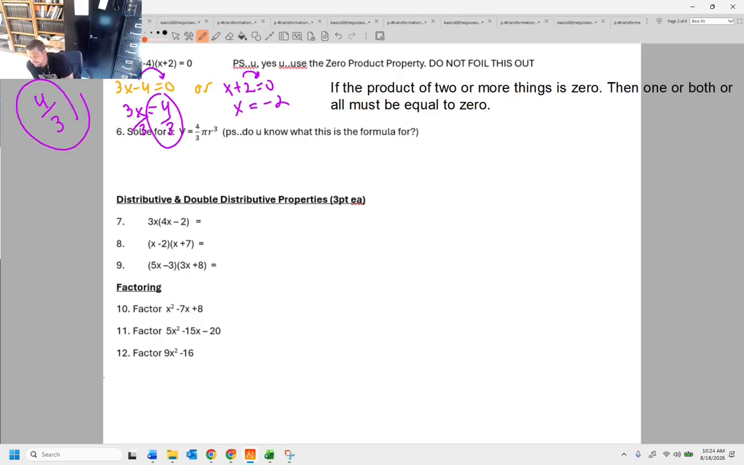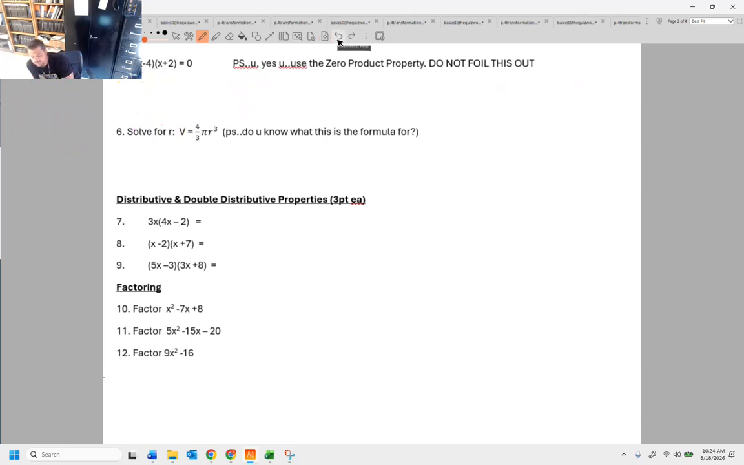Number 6. 6 is a skill that at best 25% of all kids in the state of Tennessee can master. Isolating a letter. So our goal here is to eventually isolate this r. And we're going to do things in reverse order of PEMDAS. So like your PEMDAS, you do parentheses, exponents, multiply, divide, add, subtract. The easiest thing here, according to PEMDAS, to fix is division of 3. We're going to times 3 both sides, because that'll cancel out the division.